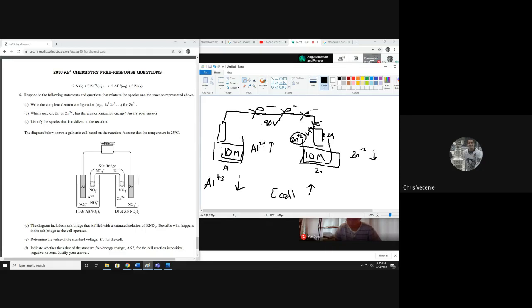And the same is true here. How do I increase the Al+3? Al metal releases electrons into the wire and falls into the solution as Al+3. All of those are moving electrons this way. And if you're flowing in that direction, your E cell increases. All right. Questions on the 2010? Okay. All right. Let us jump to.